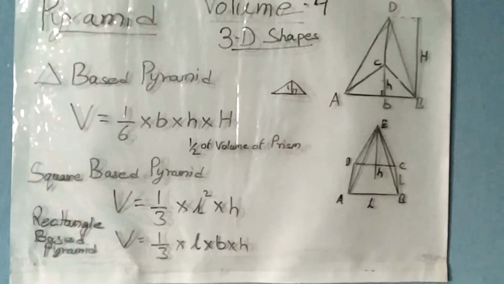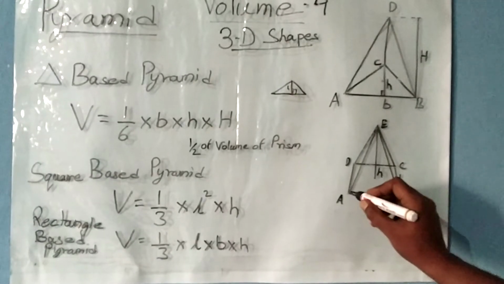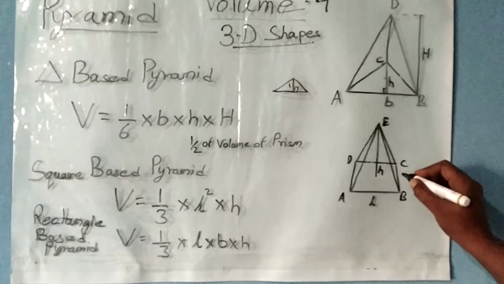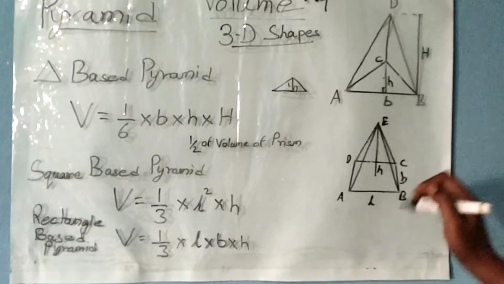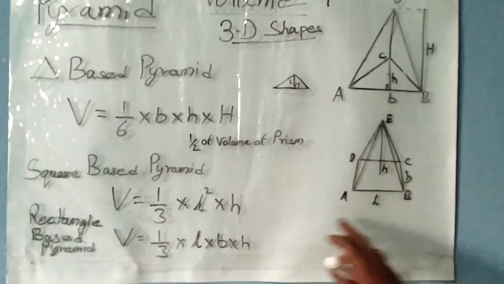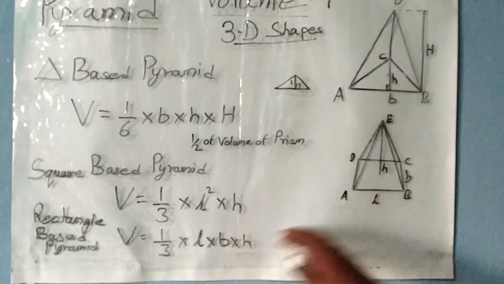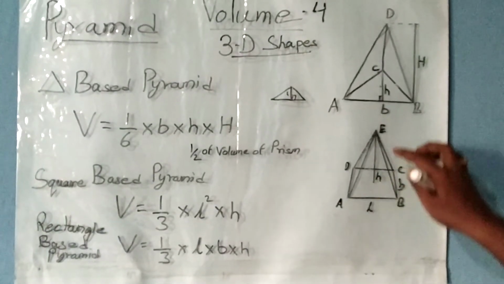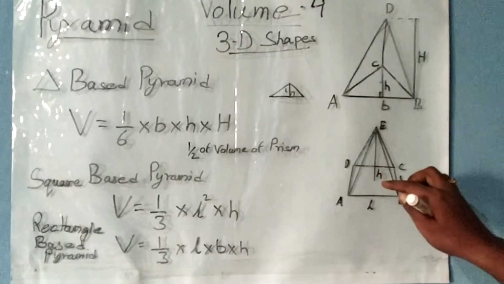If this base is rectangular in shape, suppose this is L and this is B, then the formula will be 1/3 into L, this L, and the base, the breadth, this is the breadth, and the height of the pyramid.